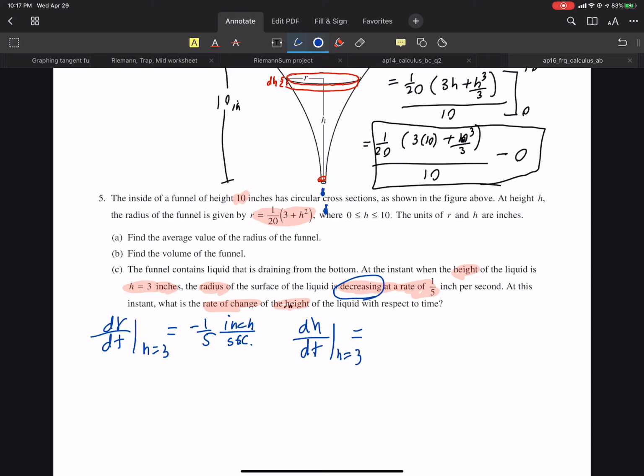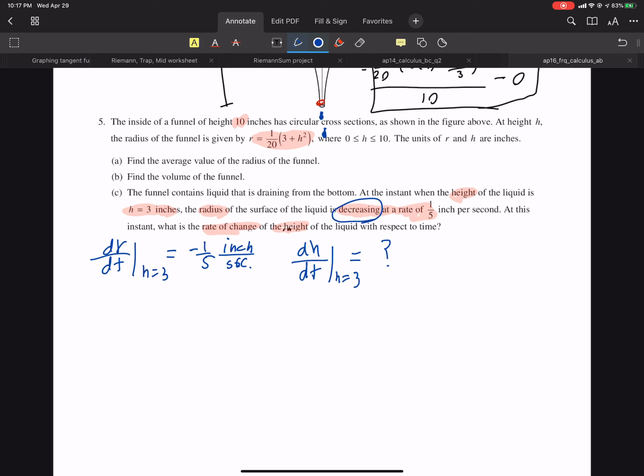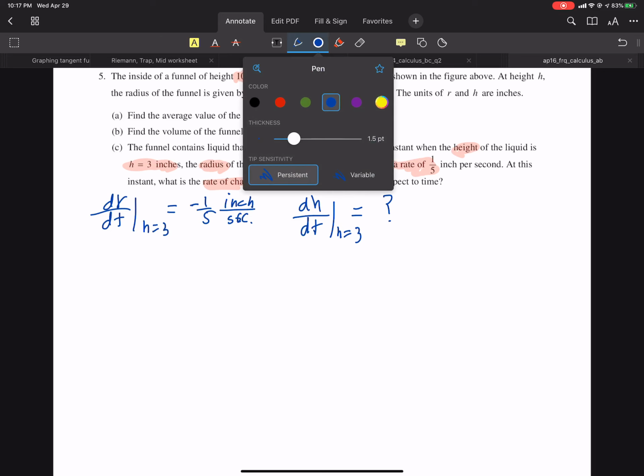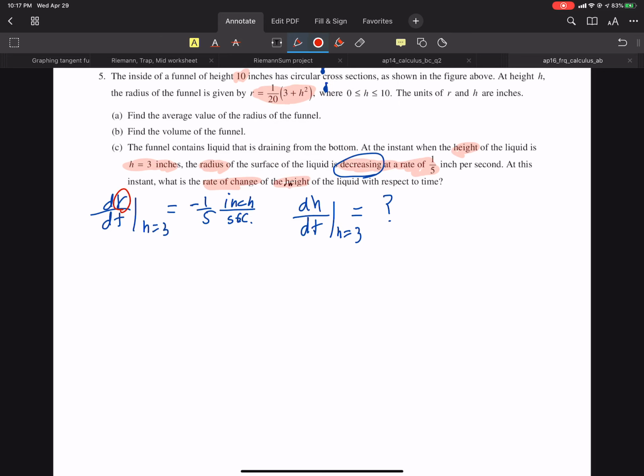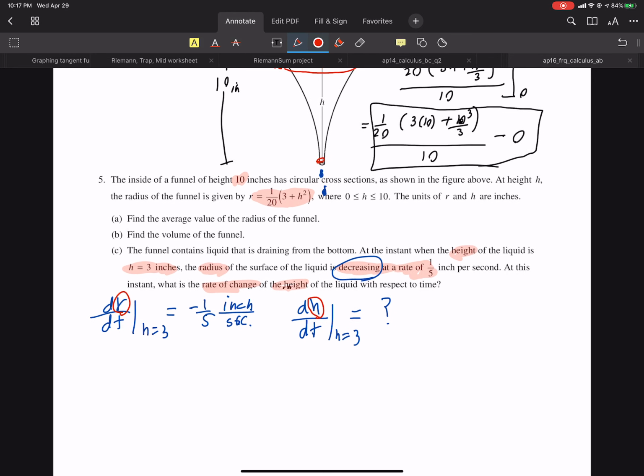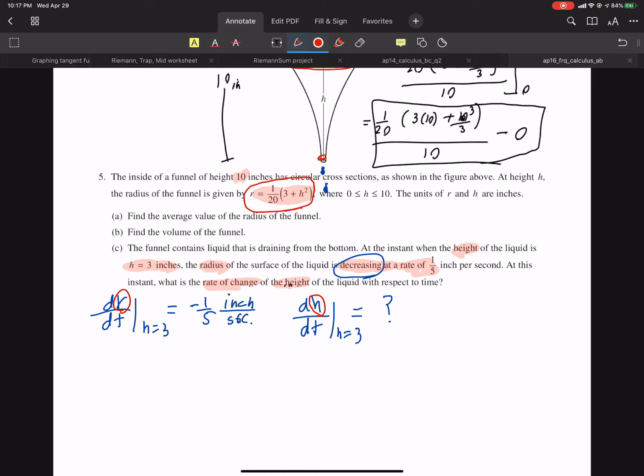Well, to me, this is full-on related rates. We have one rate with an r changing and one with an h changing. So we say to ourselves, man, I wish I had an equation with h and r. I have no clue what it is. I give up and, oh, wait a second. They gave us one. So cool. They tell us r is 1/20th, 3 plus h squared.